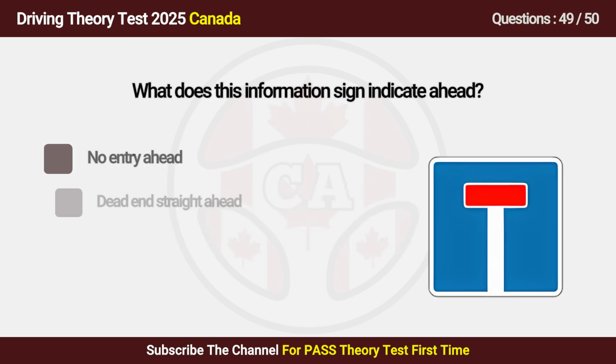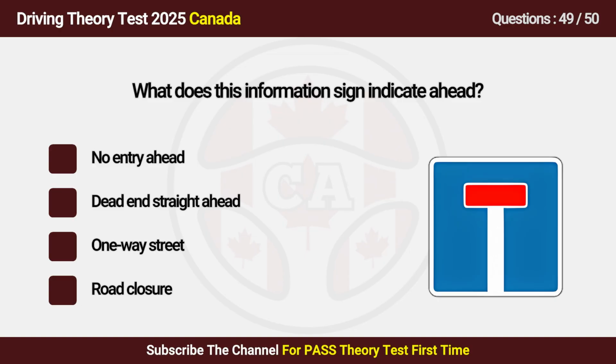Question 49. What does this information sign indicate ahead? A. No entry ahead. B. Dead end straight ahead. C. One-way street. D. Road closure.